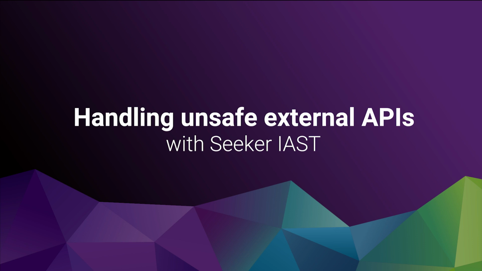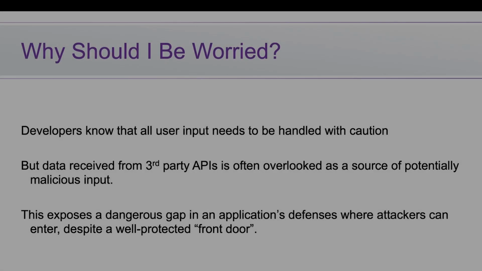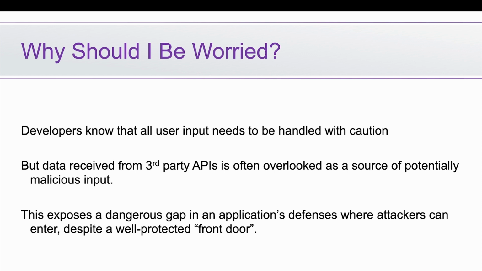In this video, we're going to talk about the growing risk posed by the unsafe consumption of external APIs and how Seeker can help us to detect and mitigate it. Why is this a risk that you should care about?